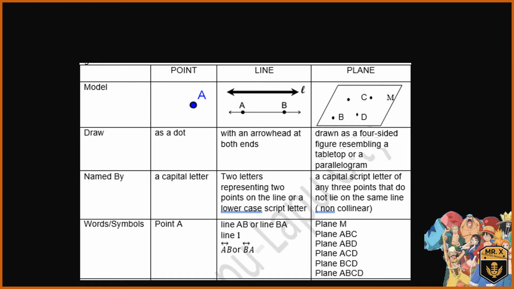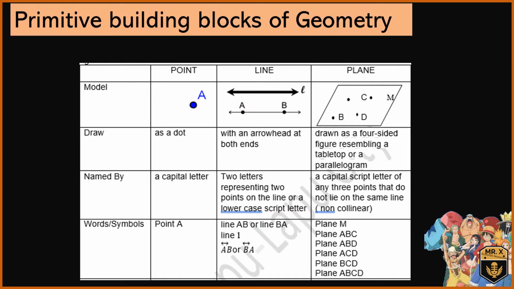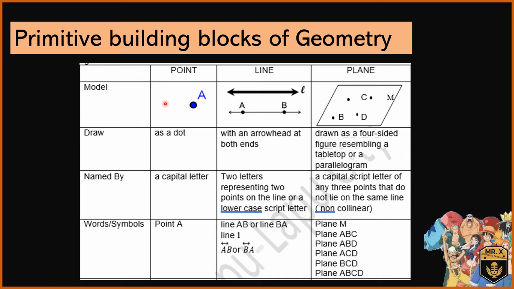Now let's dig deeper into the three basic elements. Okay, let's start with the point. A point is represented as a dot. Then a line is a straight line with an arrowhead at both ends. So that is a line in geometry. A plane is drawn as a four-sided figure resembling a tabletop or a parallelogram.